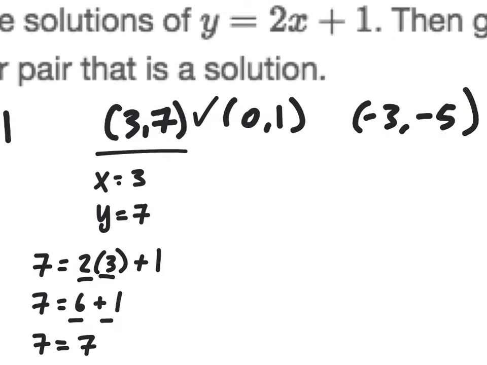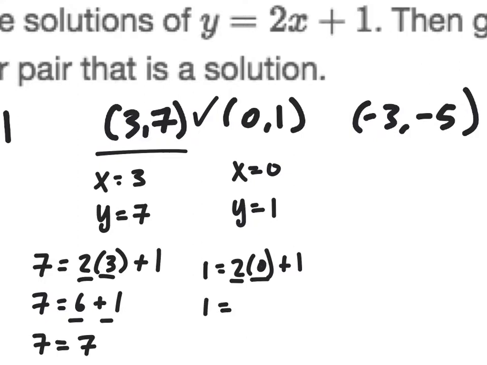Let's try 0, 1. Let's let x equal 0 and let's let y equal 1. If I plug that in, we're going to get 1 is equal to 2 times 0 plus 1. 2 times 0 is just 0. So 1 is equal to 0 plus 1. I know that 0 plus 1 is just 1, so 1 is equal to 1. This is a solution.